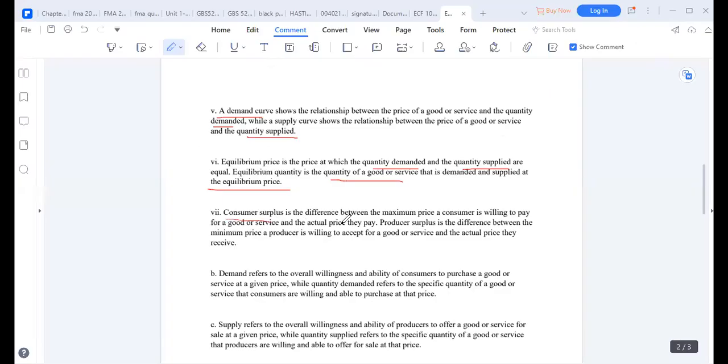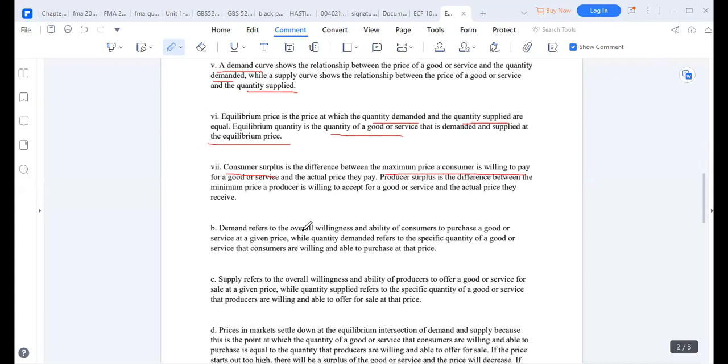So the consumer surplus is the difference between the maximum price the consumer is willing to pay for a good or a service and the actual price. The producer surplus is the difference between the minimum a producer is willing to accept for a good and the actual price they actually receive.